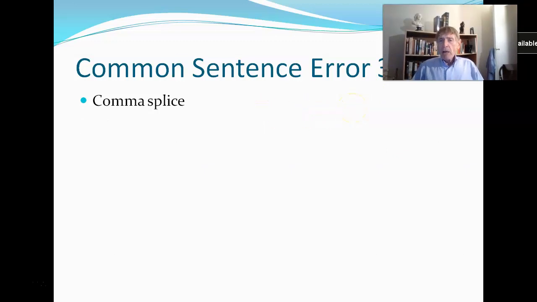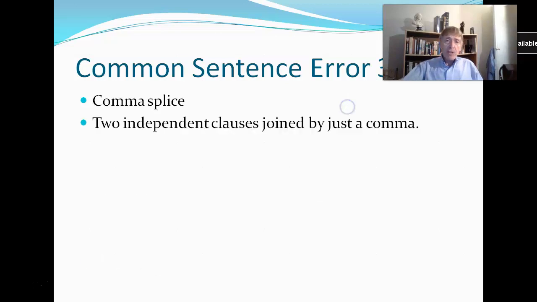Now, a comma splice could be called a form of a run-on. And I would guess, no, I wouldn't guess. I will state that a comma splice is the most common form of sentence error in student writing. And a comma splice is similar to a run-on. It's two independent clauses joined together, but it's not that there's nothing joining them, it's that there's a comma joining them.